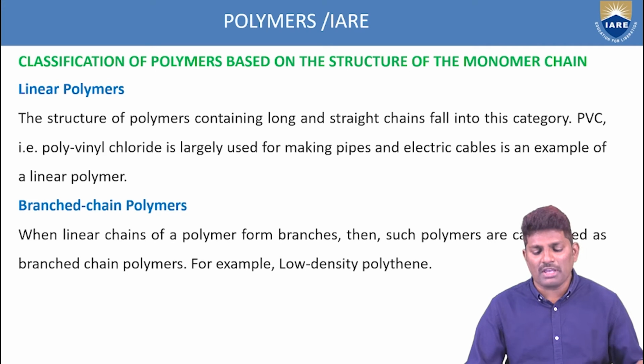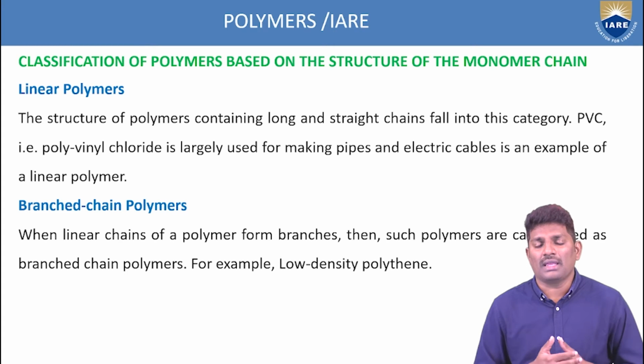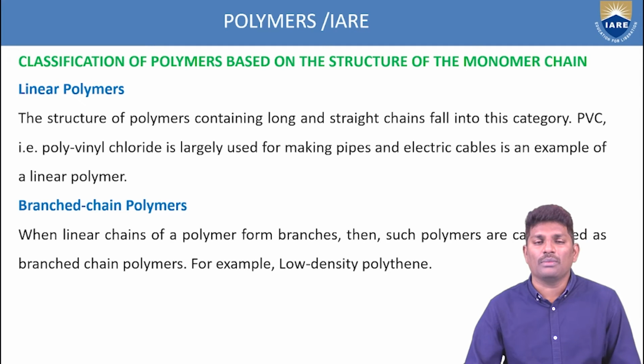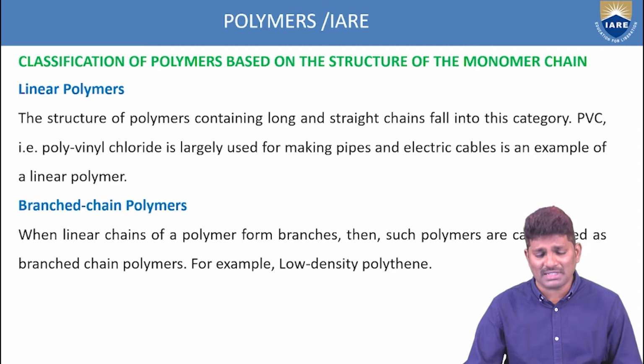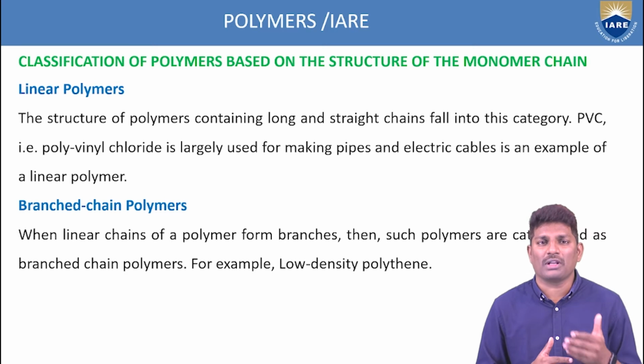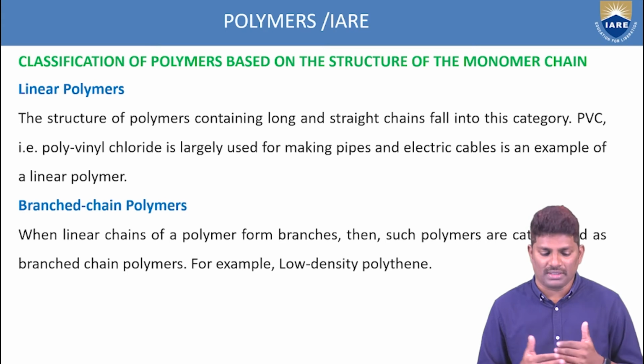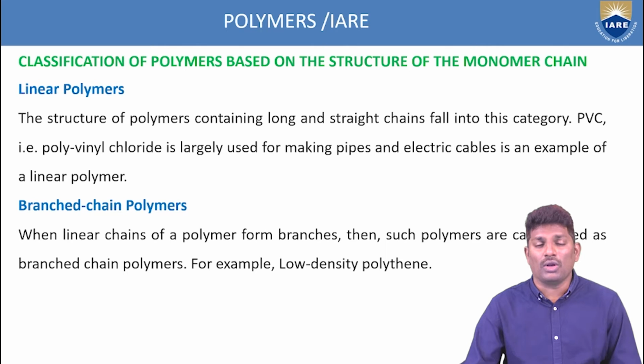The second category is based upon the structure of the monomer chain, how the chain is inside the material. So that describes another category. The first one is the linear polymer. In the name itself we have linear. If the structure is linear in shape, then that type of polymer comes under the linear polymer category. The structure of polymer containing long and straight chains falls into this category. Wherever the structure is linear and in a straight line, that type of polymer comes under the linear polymers.